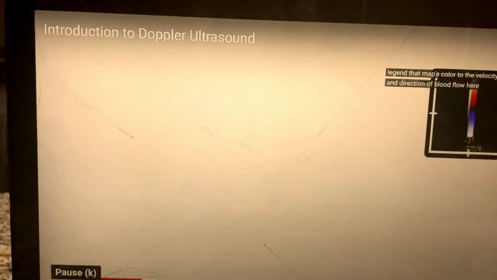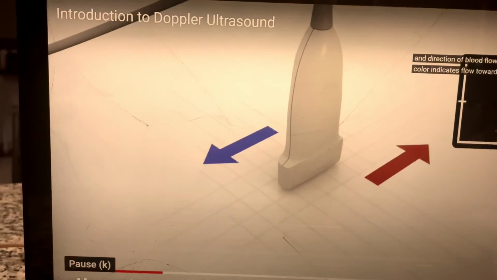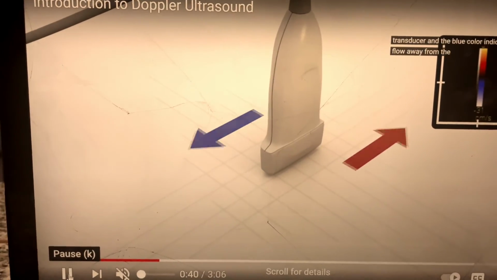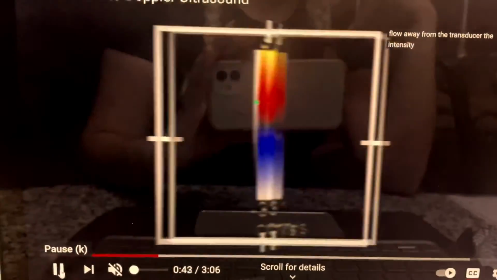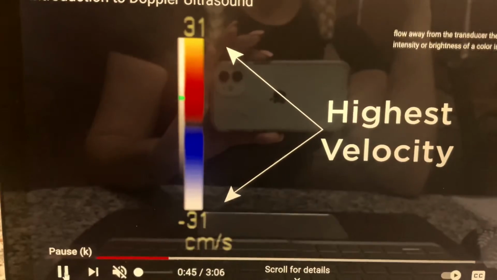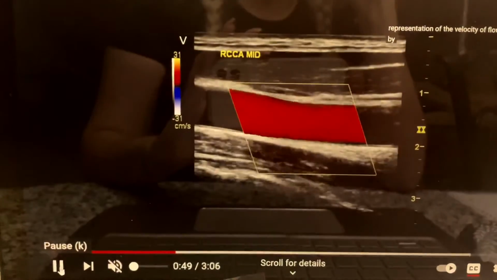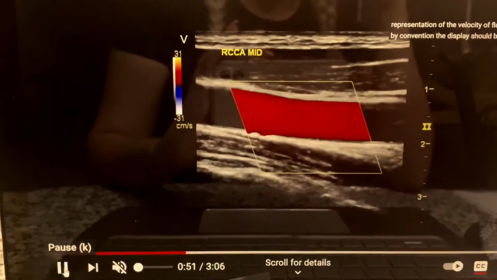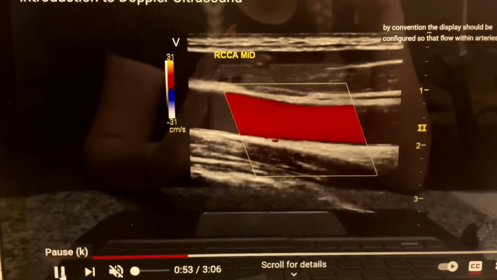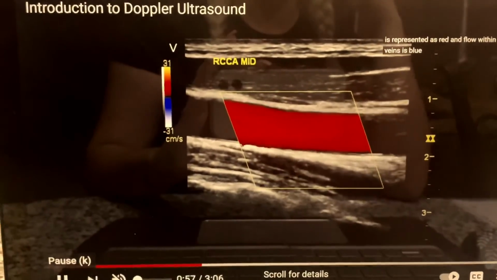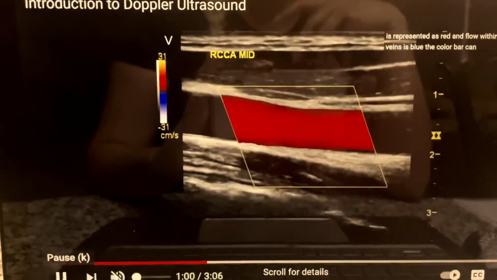The color bar serves as a legend that maps the color to velocity and direction of the blood flow. Here, the red color indicates flow toward the transducer, and the blue color indicates flow away from the transducer. The intensity or brightness of the color is the representation of the velocity of the flow. By convention, the display should be configured so the flow within the arteries is represented as red and the flow within the veins is blue.